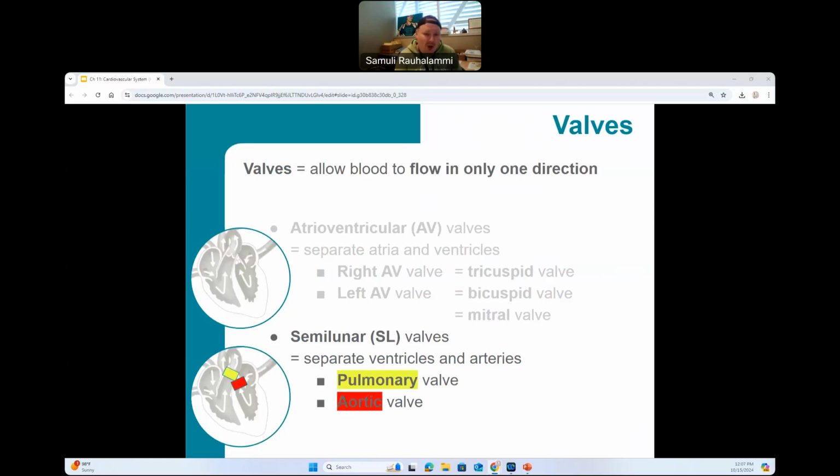So now that we've gone through a lot of the anatomy of the heart, I kind of want to take a step back again and consider a little bit a bigger picture, which helps us to understand why we see this difference between the left and right side of the heart.